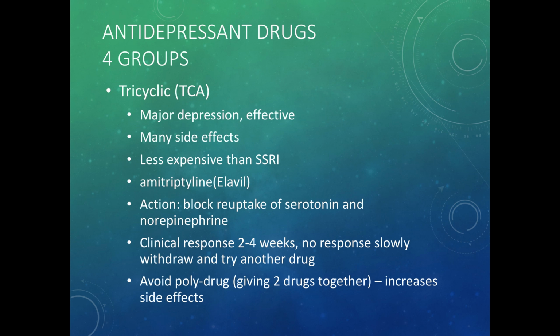So there are four groups of medications. We have tricyclic antidepressants. Amitriptyline is a common one of those. And we're going to be looking at these medications in Chapter 23. Okay, Chapter 23 starts on page 294, and on 295 we're talking about the tricyclic antidepressants. They are to treat major depression. They are effective. They have many side effects. They're less expensive than SSRIs. And amitriptyline is a common one.